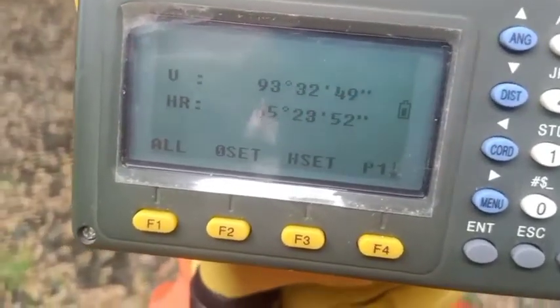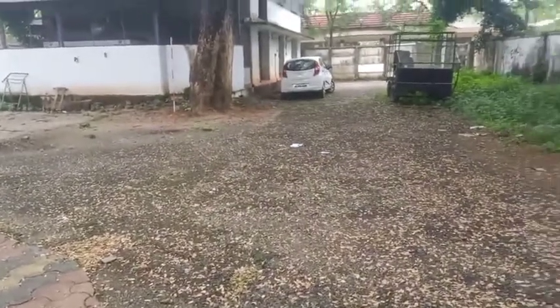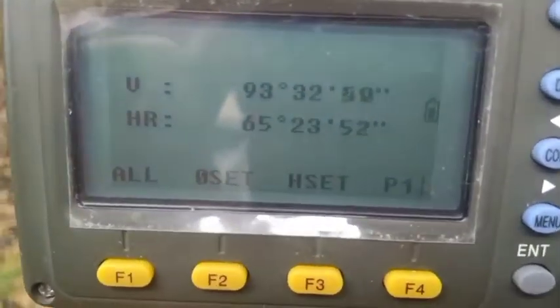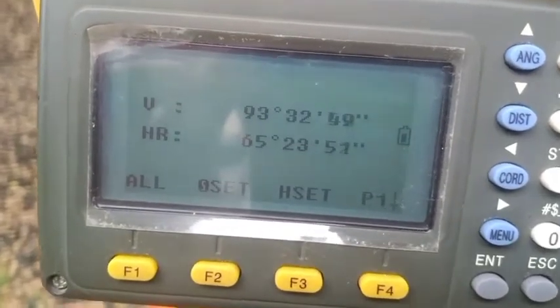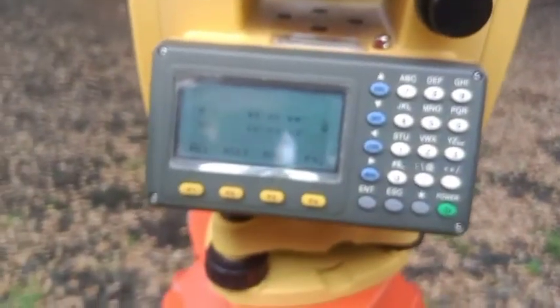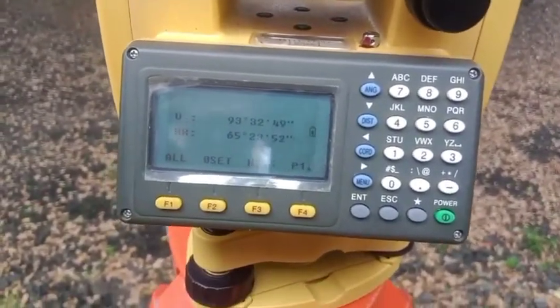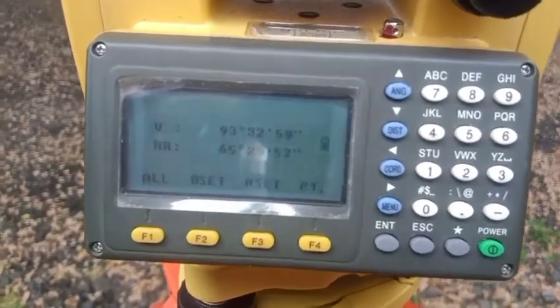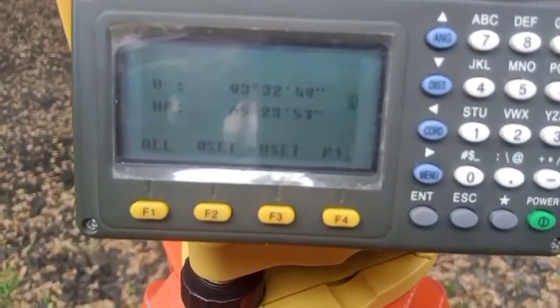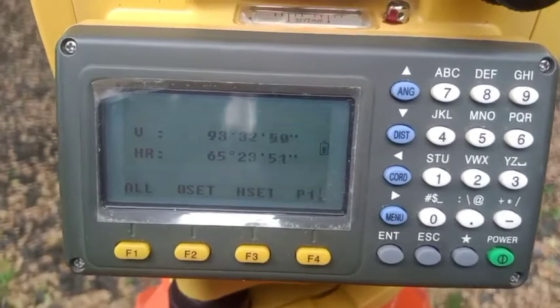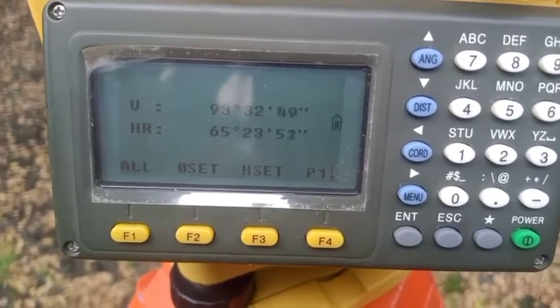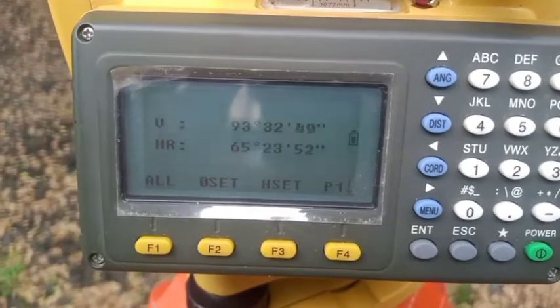Okay, and that will be, obviously, as we started from 0 from station A and we turned right, clockwise, to reach B, the angle between AOB, A being the first station, O being this instrument station, and B being the second station to which we are looking right now, the angle AOB will be 65 degree 23 minute 51 or 52 seconds. Okay, and vertical angle we are not measuring.